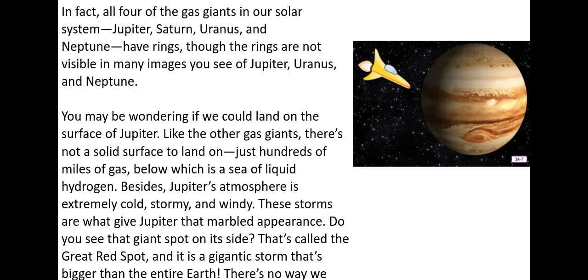You may be wondering if we could land on the surface of Jupiter. Like the other gas giants, there's not a solid surface to land on, just hundreds of miles of gas, below which is a sea of liquid hydrogen. Besides, Jupiter's atmosphere is extremely cold, stormy, and windy. These storms are what give Jupiter that marbled appearance. Do you see that giant spot on its side? That's called the Great Red Spot, and it is a gigantic storm that's bigger than the entire Earth.